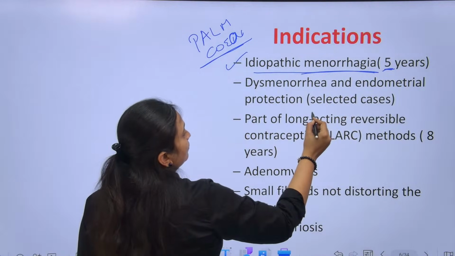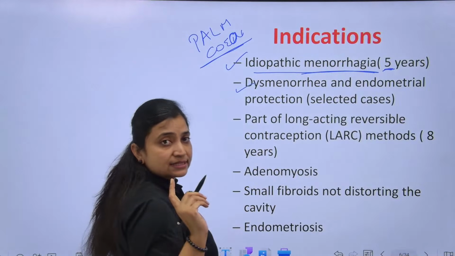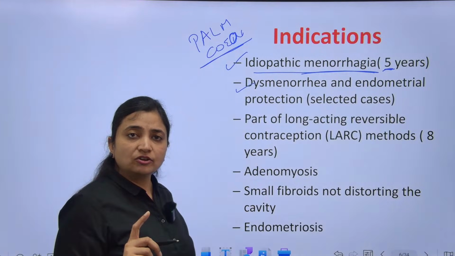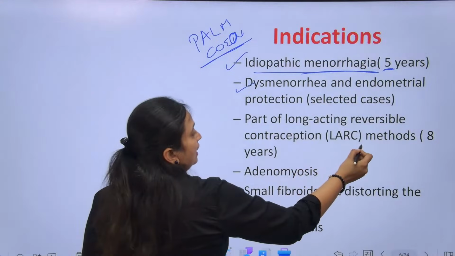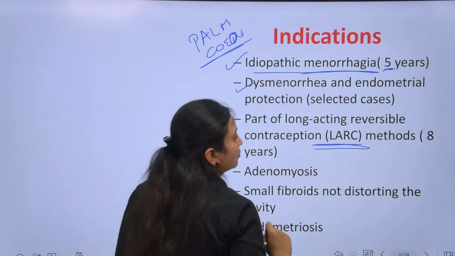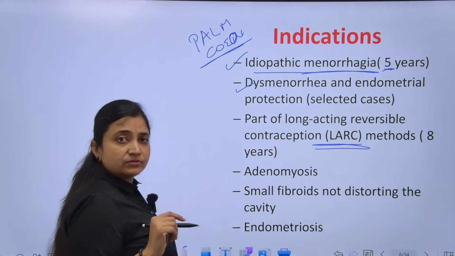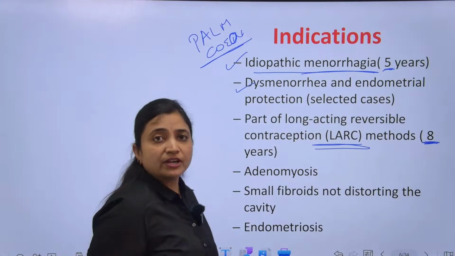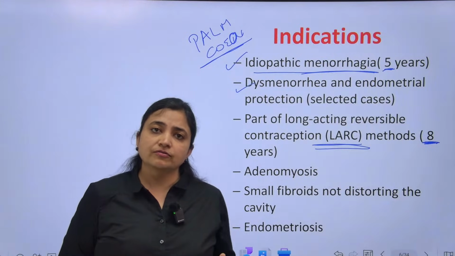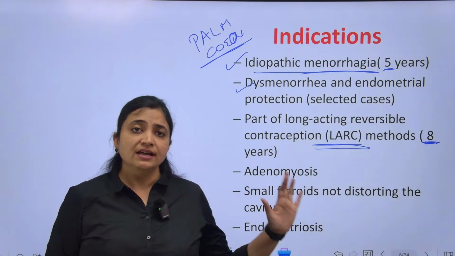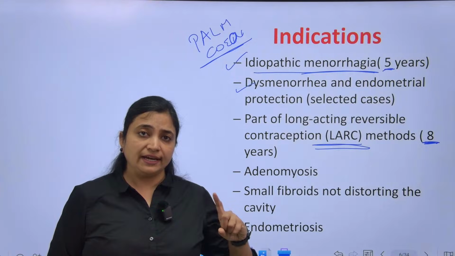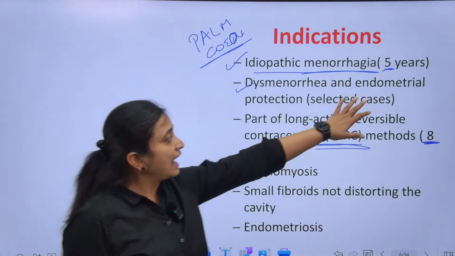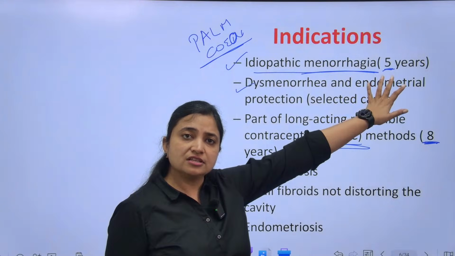Dysmenorrhea and endometrial protection in selected cases. In selected cases of adenomyosis, as well as part of a LARC, long-acting reversible contraception. As a contraceptive, if you are using this, then the effect lasts for 8 years. So if the patient comes to you for the purpose of contraception, we can counsel her that you will have to change it after 8 years. But if she is coming for the complaint of heavy bleeding, then we will have to change it after 5 years. This is very important.